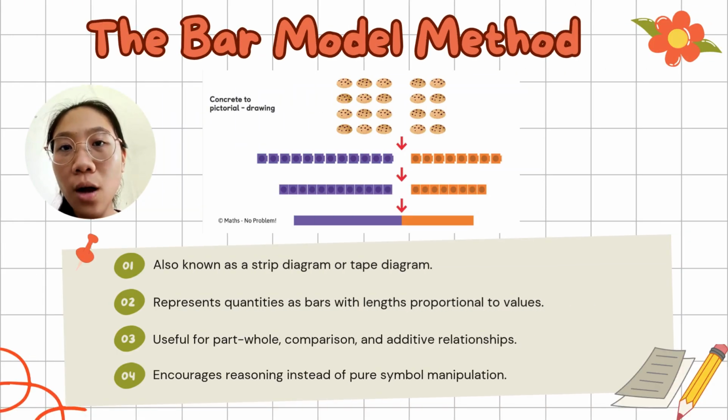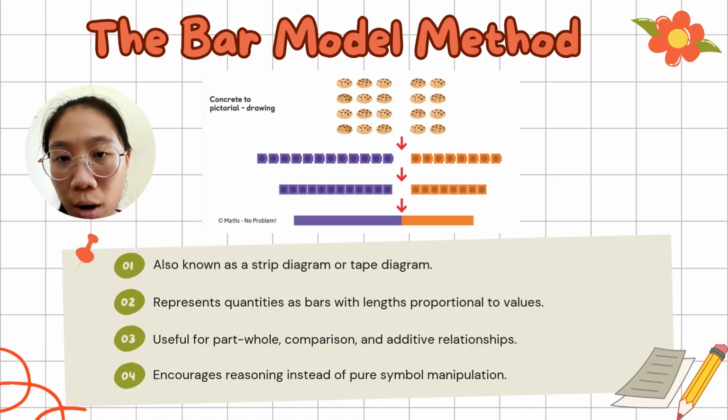The form of representation that I have chosen is the bar model method. The bar model method is a concrete to pictorial drawing method. It goes from concrete to abstract, as shown in the pictures, from the real things and making it one step to abstract, to show and to visualize it clearly.